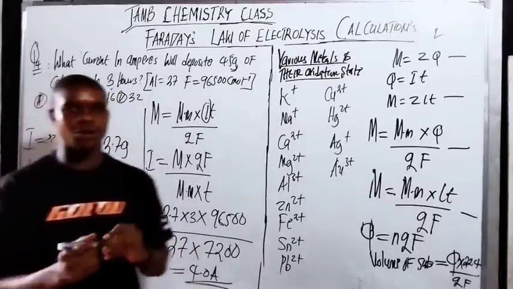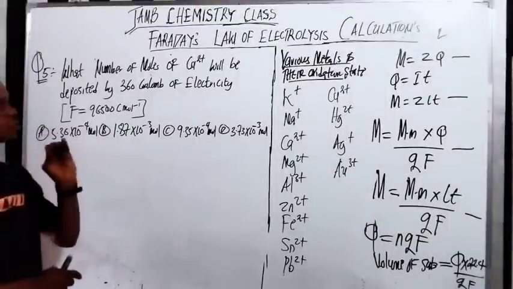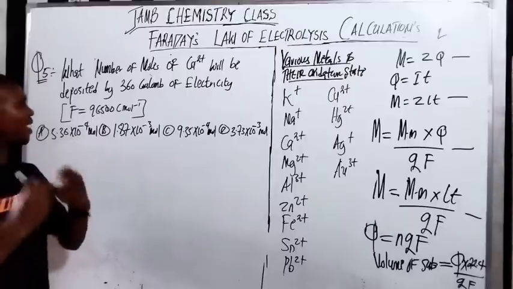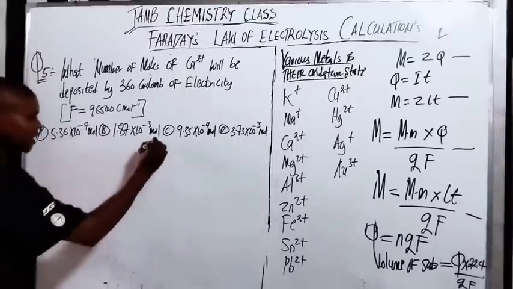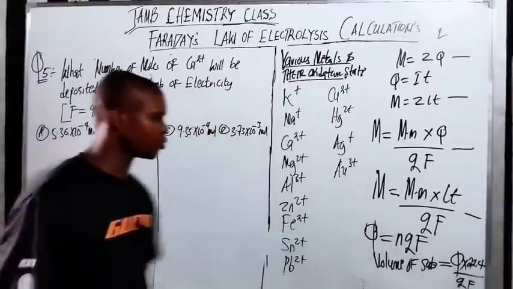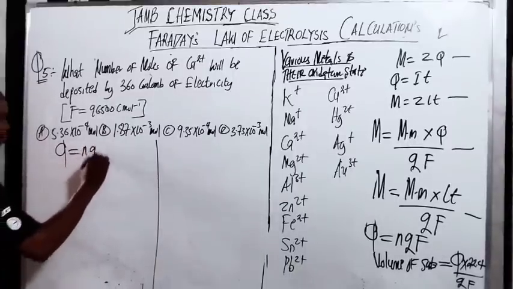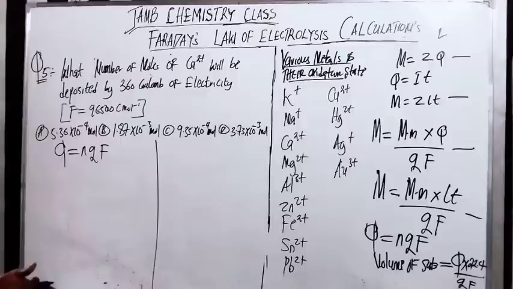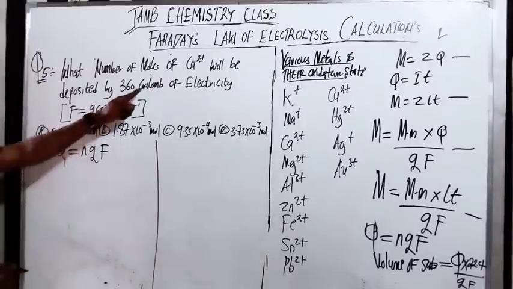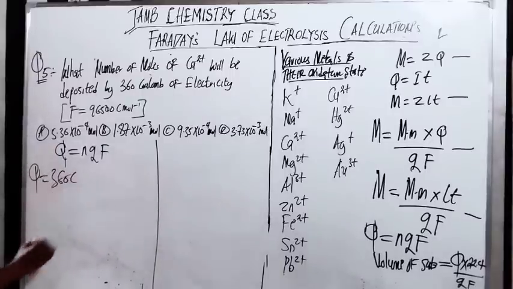So let me go to question 5. Look at question 5: what number of moles of Cu2 plus will be deposited by 360 coulomb of electricity? So here they are talking about the number of moles. Of course, I'm going to use this one here. Since you are talking about number of moles, I'm going to use Q equals n Q F. Can you see that? Now they are giving us Q. My Q here is 360 coulomb. So Q equals 360 coulomb, right?